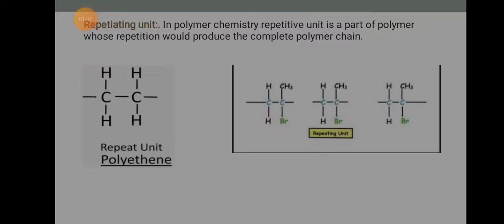So here I have shown some repeating units like CH2 CBr, and this bond will be followed by another repeating unit. Then again another repeating unit will come. In this way one polymer chain will form.